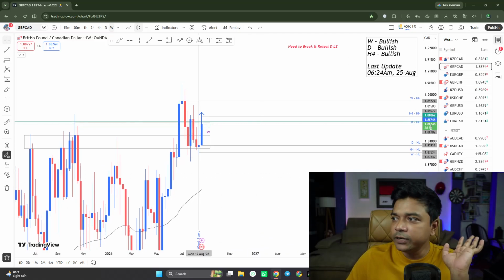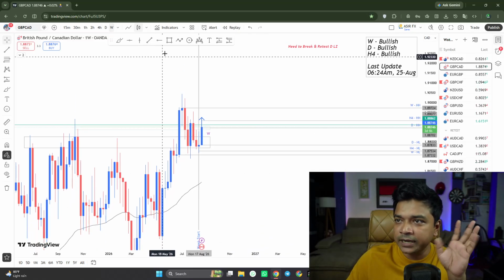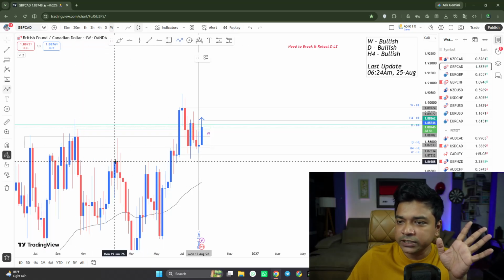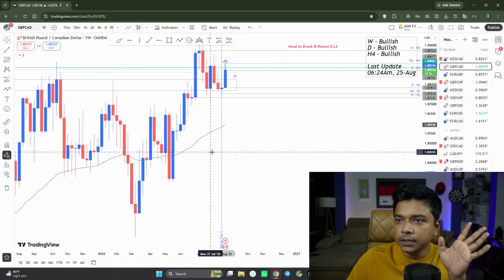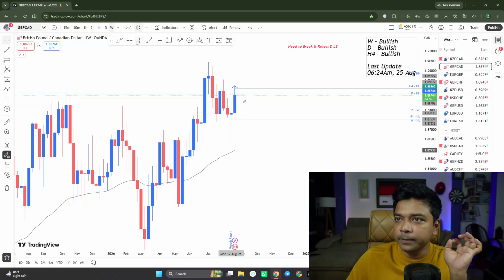So my strategy's step 1 is to first identify the market structure, whether the market is bullish or bearish. I will do it from the weekly. How do I do that? Say, for example, I start from here. Okay, let me zoom in a little bit. So for example, I start from here.